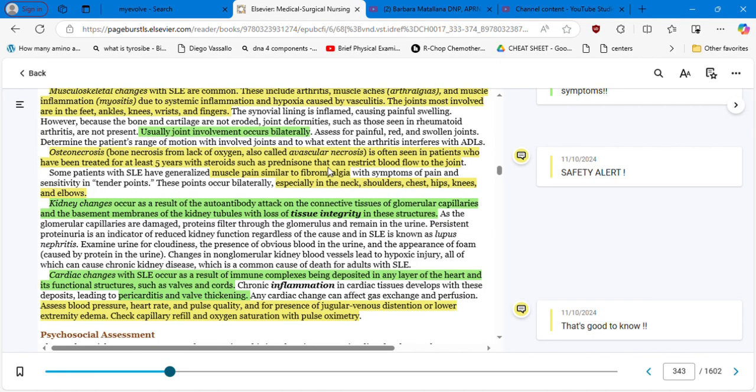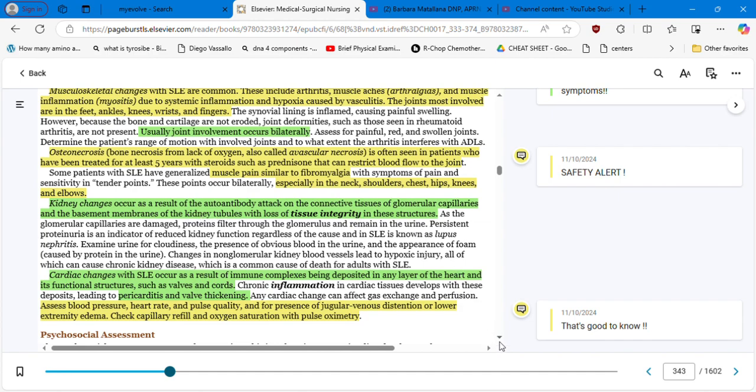But with fibromyalgia, we have a problem. The problem is that we are having an issue related to a psychological factor. So there is a psychological factor. Also, there are tender points, especially in the neck, shoulders, chest, hips, knees, and elbows. Kidney changes occur as a result of the autoantibody attack on the connective tissue of glomerular capillaries and the basement membranes of the kidney tubules with loss of tissue integrity.